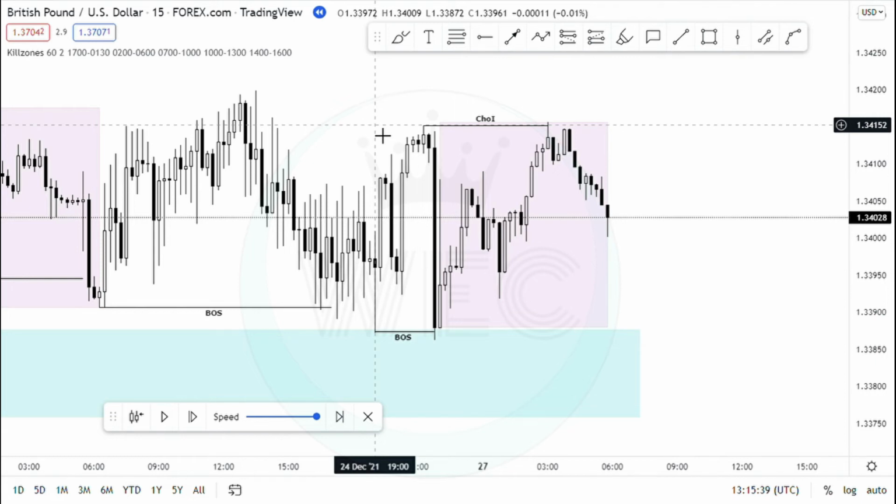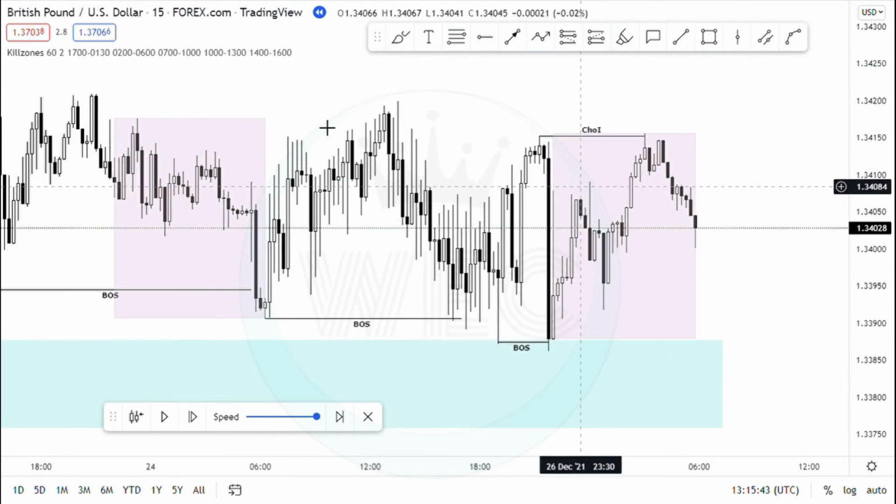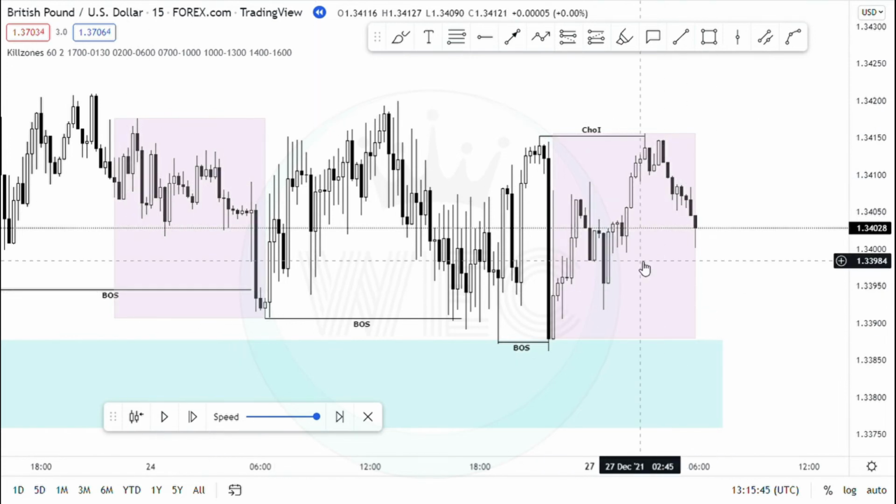Another thing is these purple rectangles that you see here are just Asian sessions. It's an indicator that I use to mark my Asian sessions. My Asian sessions are a guide to me to mark major liquidity pools in the market every single day. It's just major liquidity pools for me. So that is it right there.